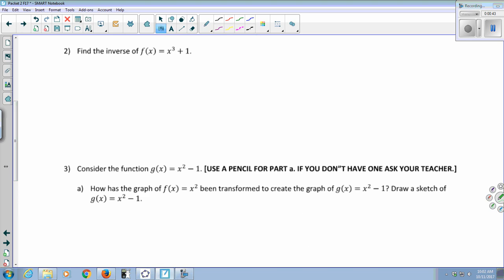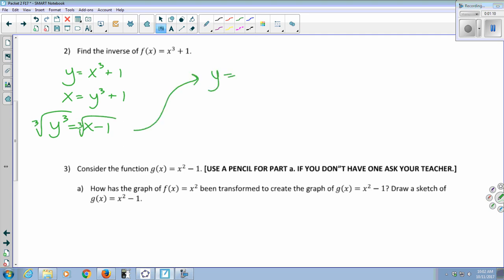Find the inverse of f of x equals x cubed plus 1. Our process was the switch and solve strategy, so we write y equals x cubed plus 1. Make the x's y's and the y's x's, and then solve for the y. So I'm going to start by subtracting 1. So I have y cubed equals x minus 1. And then to undo cubing, I would cube root. So I get y equals the cube root of x minus 1. And finally, replace the y with the notation f inverse of x. Cube root of x minus 1.